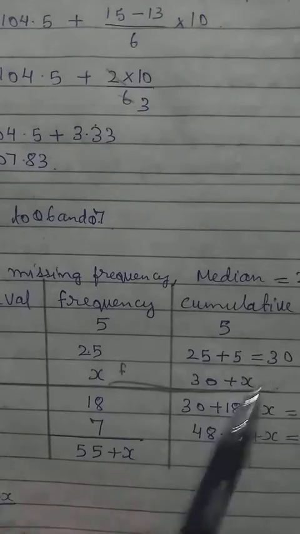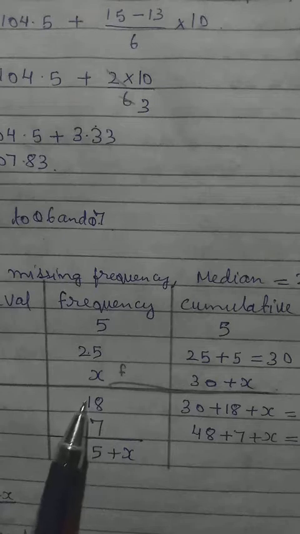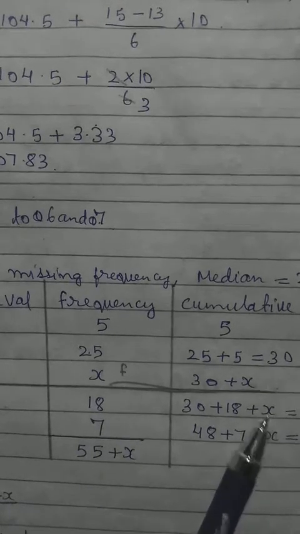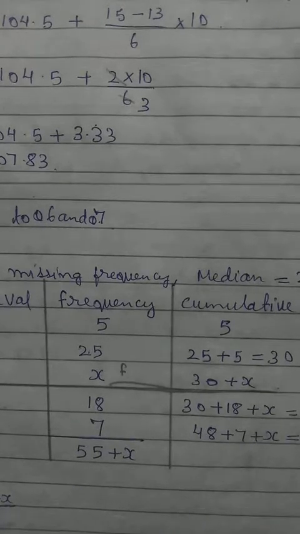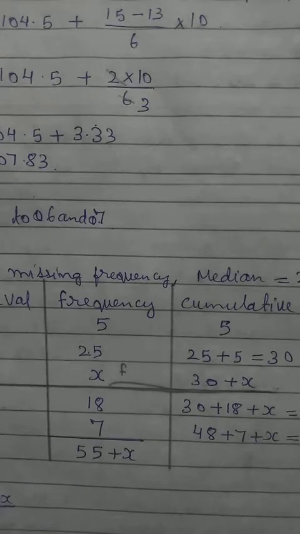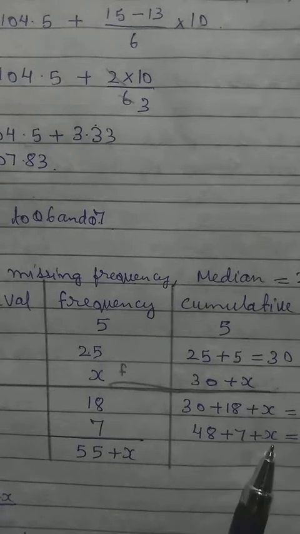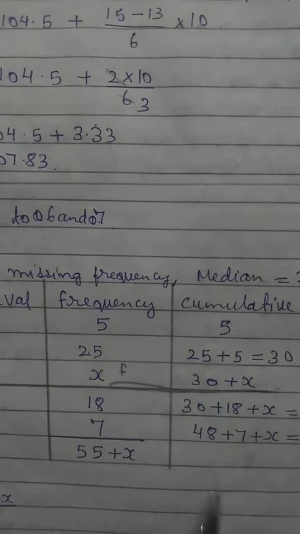Then 30 plus x plus 18. 30 and 18 are numbers, we can add them, and x we write separately. So we get 48 plus x. Again we add 7. 48 is a number, 7 is a number, we can add, and x we write separately. So it becomes 55 plus x.